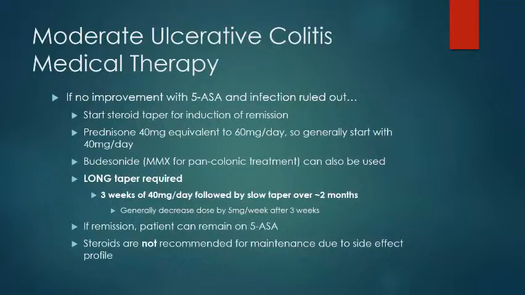Like I said, it's a long taper. We'll start at 40. We'll do that for about 3 weeks, and then we'll go down by 5 milligrams every week. So now you guys know how to do this for the wards. If the patient goes into remission, you can keep them on their 5-ASA, but if they don't, you can't keep them on the steroids. So you're going to have to step up in their treatment.